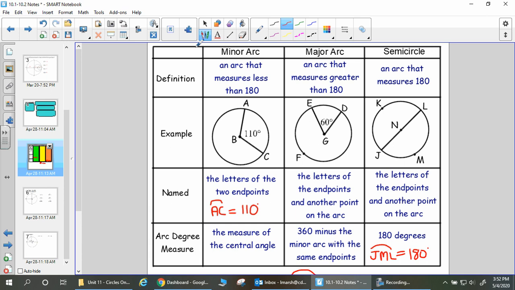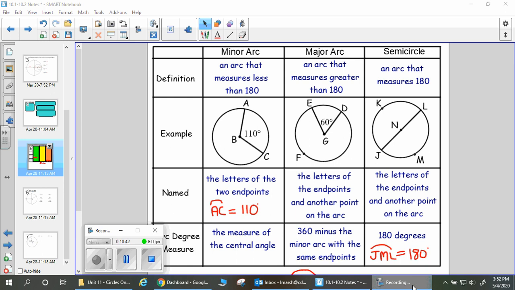Okay. So now what we want to do is we want to take this vocab, right? We want to take the idea of a central angle. We want to take these arcs, and we actually want to do some examples with finding those measurements. And so that's what the next video is going to be, the examples using this vocab.